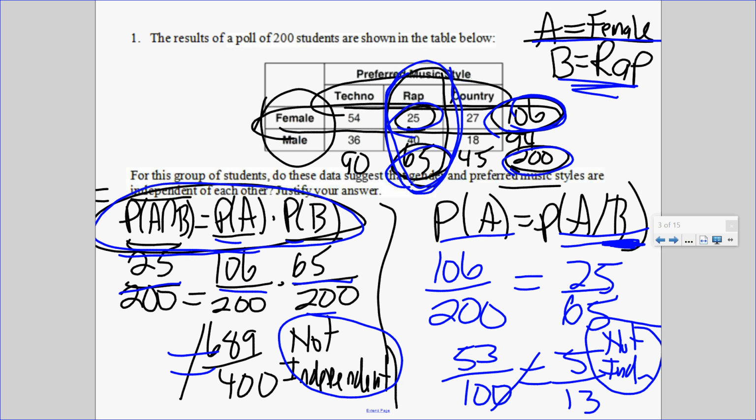Or you could use this one, which again, some of you might prefer because it's 2 probabilities instead of 3. But for those of you who get a little confused with the condition, you might be better off using the one on the left. And that's it.